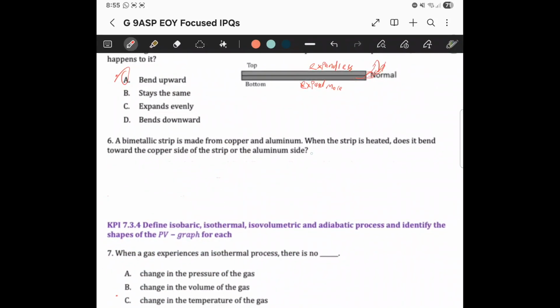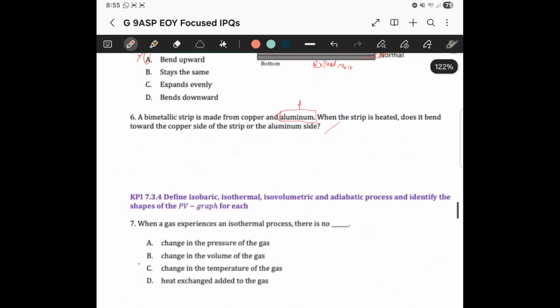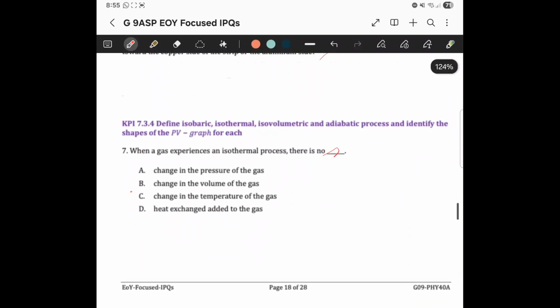This question is repeated, so I'm not going to do it. This is in the previous one. We are supposed to know which one has the bigger coefficient of expansion, and I believe it is aluminium. I did check it, and it was aluminium, so luckily that was correct. Because of this, it will expand more than copper, and it will bend towards the copper side. So that's all we're going to see, so I can continue on to the next question.